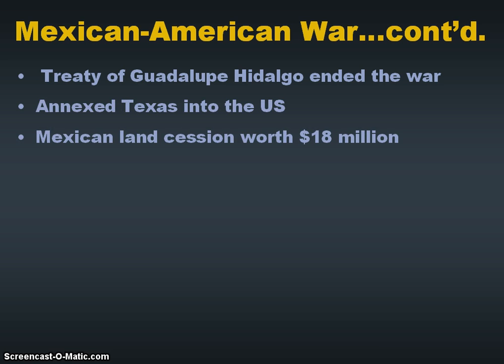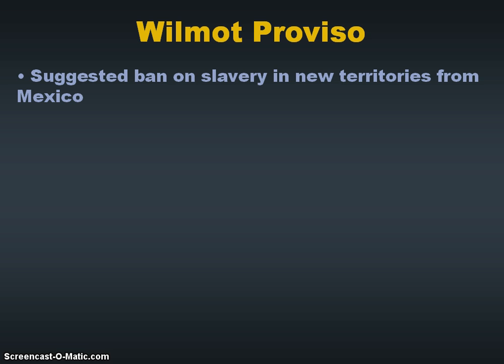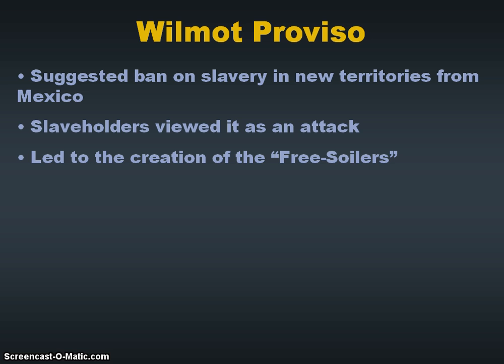So we said that some of that land that Mexico had to give up was worth about $18 million, and that was part of the treaty as well. Now, there was also a suggested ban on slavery in new territories for Mexico, and slaveholders viewed that as an attack, obviously. And it's going to lead to the creation of the Free Soilers. And the Free Soilers did not want states with slaves. They wanted to enter these new states as free states, but they also wanted to alleviate any kind of issues and not have blacks as well. So a lot of the Free Soil movement was anti-slavery and anti-black.